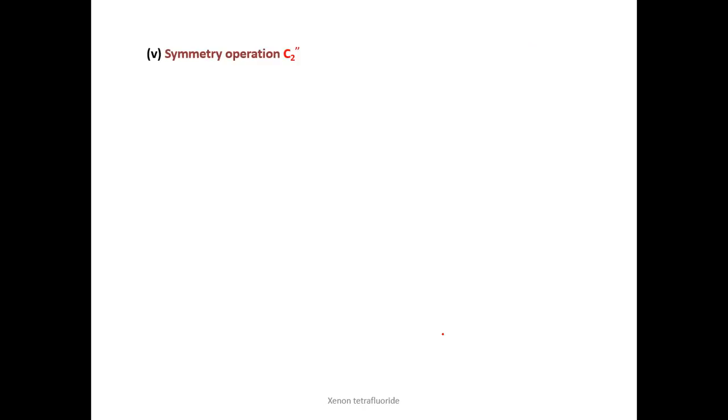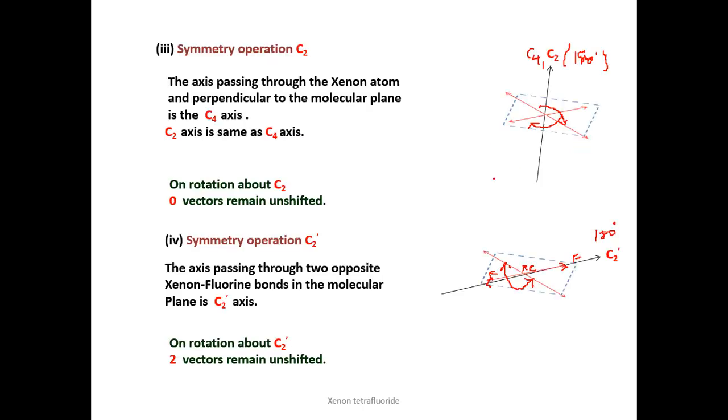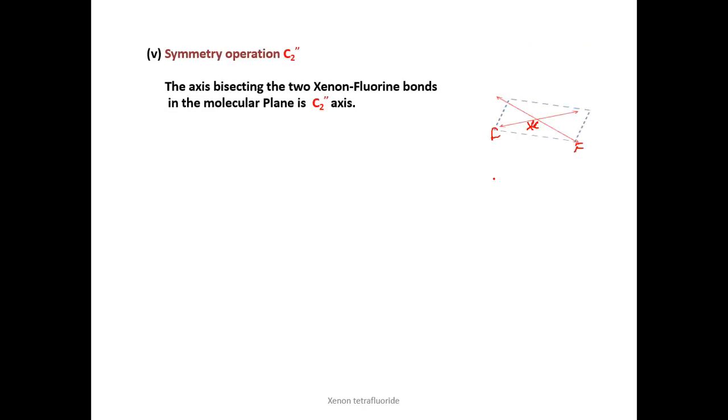Next we come to the symmetry operation C2''. C2'' is in the molecular plane, and it is bisecting the 2 xenon-fluorine bonds, this is one xenon-fluorine bond, this is one xenon-fluorine bond, whereas the earlier axis of C2' we saw passes through two xenon-fluorine bonds. C2'' is still in the molecular plane but it bisects the two xenon-fluorine bonds.